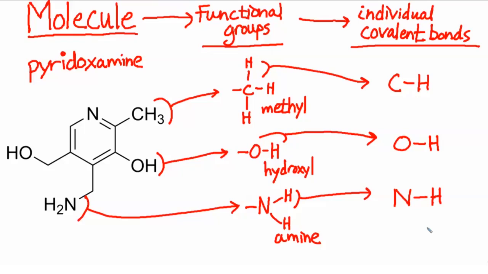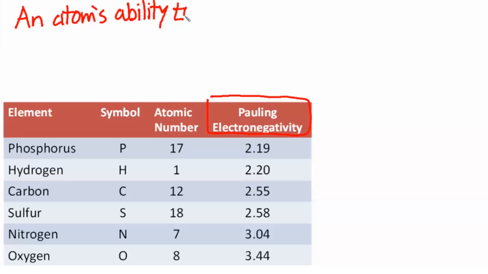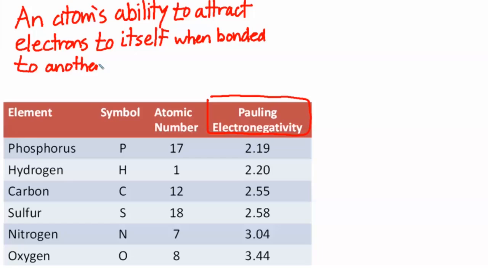How do we determine if a bond is polar? And what exactly is polarity anyways? First, we'll describe polarity in a technical, mathematical sense. To do this, we need to look at the electronegativity of the atoms involved in the bond. Electronegativity is an atom's ability to attract electrons to itself when bonded to another atom. The higher the number, the more that atom tries to pull electrons towards itself.